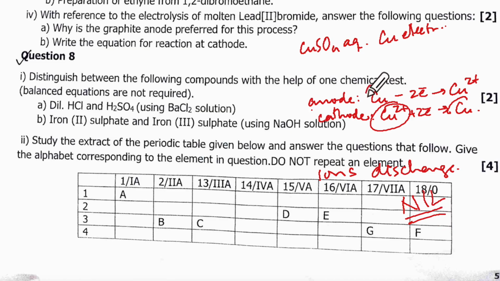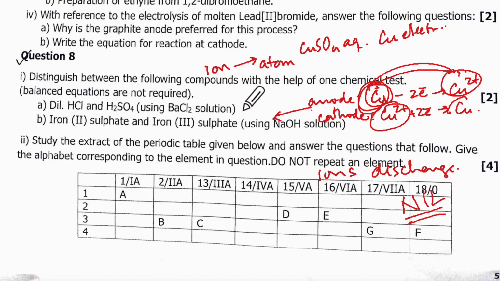because there is no discharge of ion happening. Is there ion becoming atom? Is this ion becoming atom? No. This is atom becoming ion, correct? Being discharged means what? Ion becomes atom. But what is anode doing? It is atom becoming ion. This is not called being discharged.